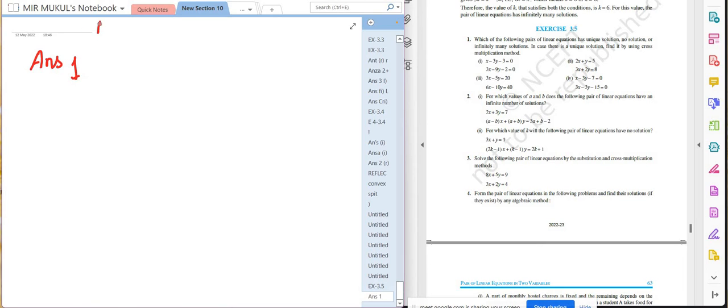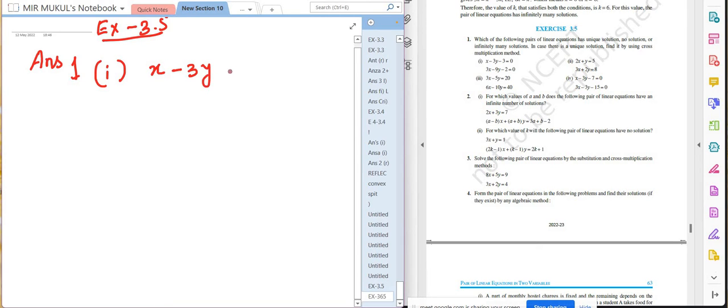Exercise 3.5. So I'm checking first one. x minus 3y minus 3 equals 0, and 3x minus 9y minus 2 equals 0. Right? Acha. What will be the value of a1 by a2?